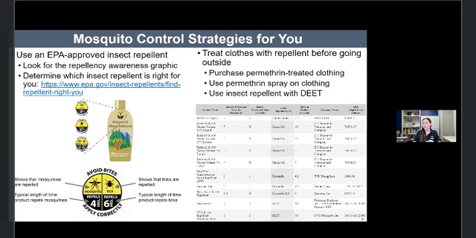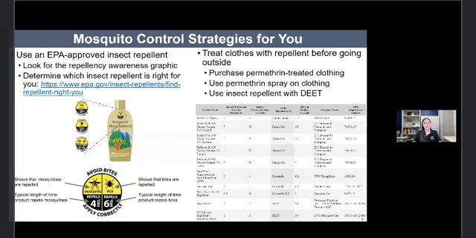The other thing that you can do is to treat your clothes with repellent before going outside. You can buy permethrin treated clothing, or you can buy permethrin spray, which is a naturally occurring insecticide. It's made from chrysanthemum plants. And so that is something that you can spray on your clothes. You don't spray it on your body, but you can spray it on your clothes, let your clothes dry, and then your clothes are usually good for a few weeks if you don't wash them to wear outside.